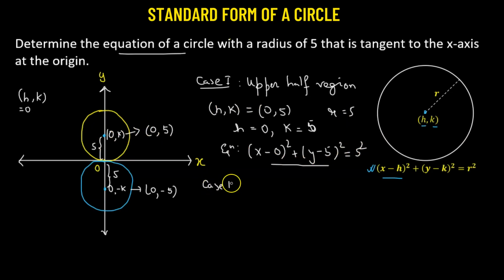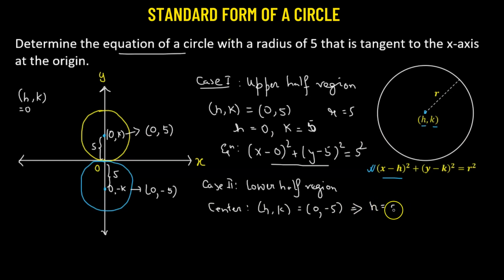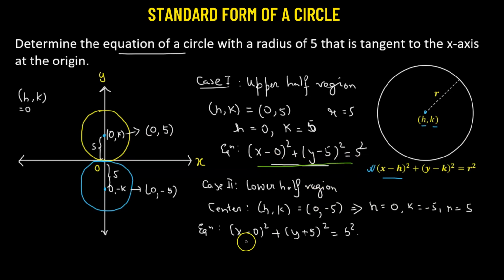Let's come to the lower half, case number 2. So in the lower half region, the center, which is h, k, we have found out that this value is 0, -5. So this immediately tells us that the value of h is 0 and the value of k is -5, and the radius is still going to be 5 units. So using the standard formula, the equation of the circle is now going to be x minus 0 whole squared plus y minus of minus 5, so that's going to be positive 5. So we have y plus 5 whole squared, and this will be equal to the square of the radius. So we have obtained two equations, one for the upper half and one for the lower half.